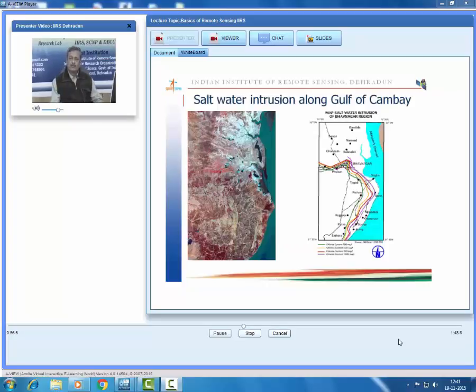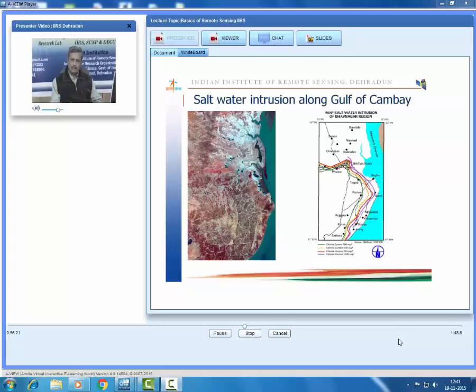We did some study in Gujarat again, on saltwater intrusion, which I was mentioning, one of the major issues in coastal areas. This white patch is the salt affected mud flat. This is the Bhavnagar area.